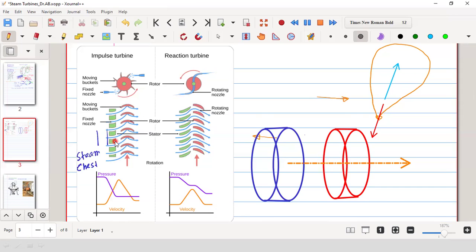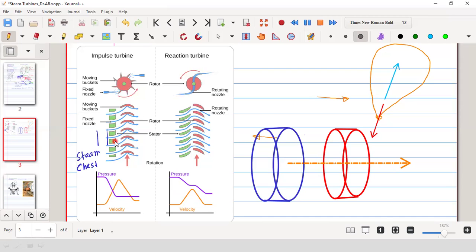The pressure will reduce, and due to the pressure reduction, there will be an increase in the velocity. That means the kinetic energy of the fluid will increase due to the pressure fall. So that is basically the work of the nozzle.